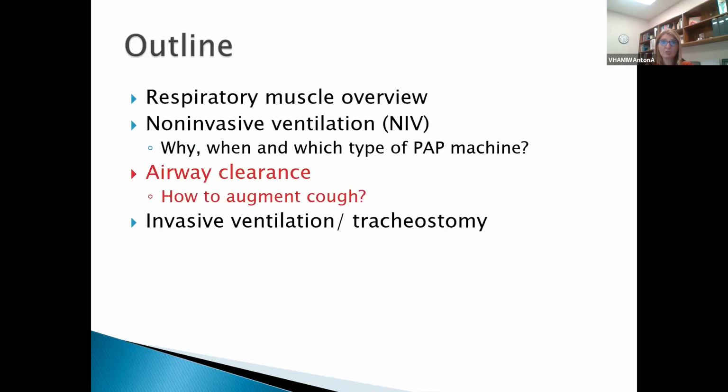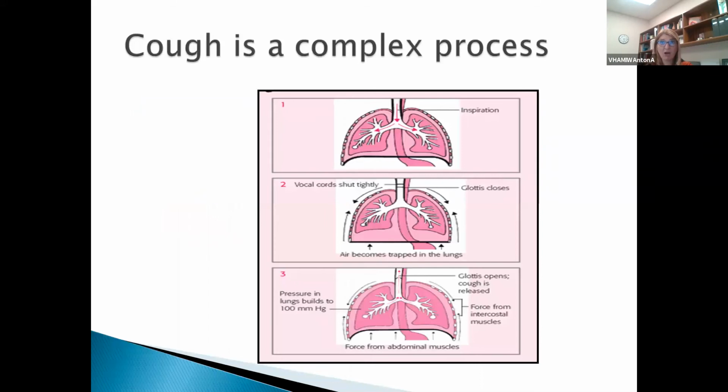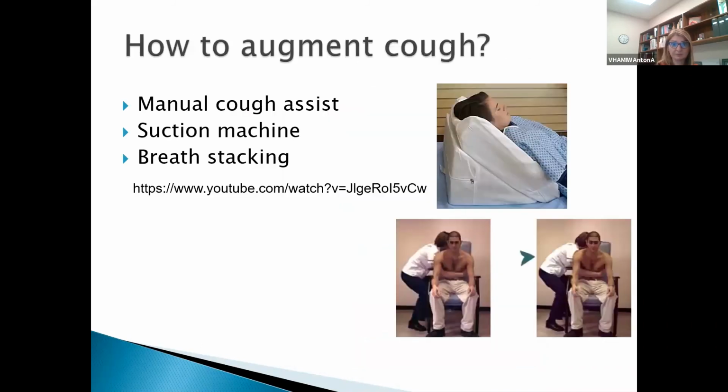So moving on to airway clearance, and that refers mainly to our cough process. Cough is a complex process. It requires a forceful inspiration where the patient takes a deep breath in, so the lungs are filling with air. Then the vocal cords shut tightly, so the air becomes trapped in the lung. And then we squeeze the breathing muscles, and that pressurizes the air, the glottis opens, and then air comes out. So you can see there is a big cooperation and collaboration between all groups of the breathing muscles.